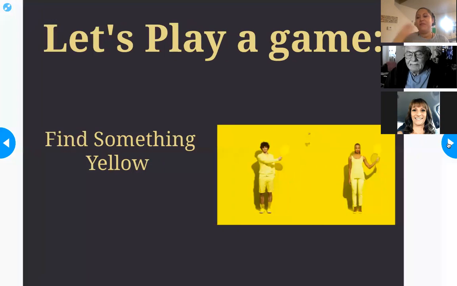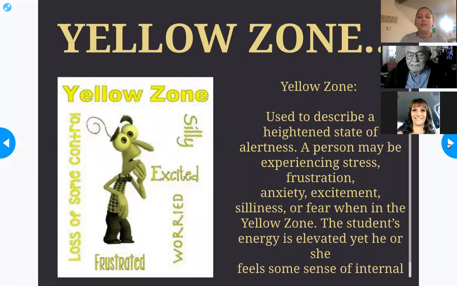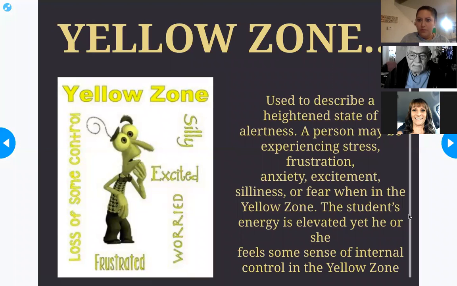All right, so then let's talk about the yellow zone. Yellow zone is more of a silly, heightened state of alertness. So I might be a little bit more silly, excited, or maybe even worried about a test. Just a little bit of loss of some self-control. You might be frustrated with a word problem or with having to do chores. I don't want to do chores. Or maybe you're excited about the fair coming. I know that's going on everywhere. I see that tickets are coming for sale soon. And the student's energy is just heightened a little bit. So it feels like a little less self-control, but probably a little more manageable.